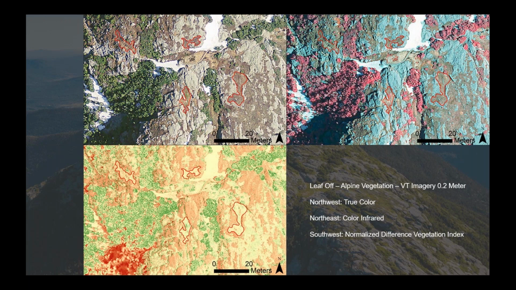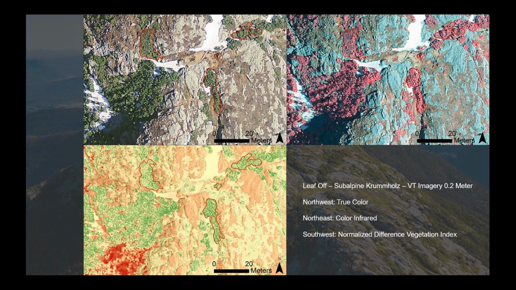Next slide. And then finally, the evergreen trees appearing green in the top left, and appearing magenta in the top right color infrared. And then once again, it appears green in the NDVI. So again, all three features of interest have different NDVI values, which makes sense because the rock is more barren, so it reflects less near infrared. The alpine vegetation, because it's still almost leaf off in the winter, is less photosynthetically active than the evergreen trees, which are more photosynthetically active. So they develop different values on the spectrum.